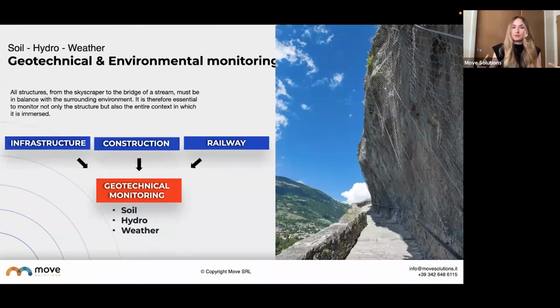And this is just the overview of the geotechnical monitoring that we can do with all of these categories. And the three main categories are the soil, hydro, and weather.